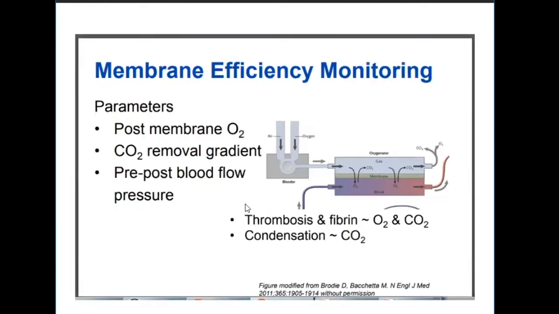Now, how do you monitor that your membrane is efficient? We can check the post-membrane oxygen, the post-membrane saturation of the patient. We can see how the CO2 is actually getting removed from the blood. That also indicates how efficient the membrane is. And there are factors which can affect the membrane, and the most important is thrombosis and clot formation. You know that if anything is extracorporeal, there is a higher risk of thrombosis and clot formation. If the membrane gets clotted, then there is a higher chance.